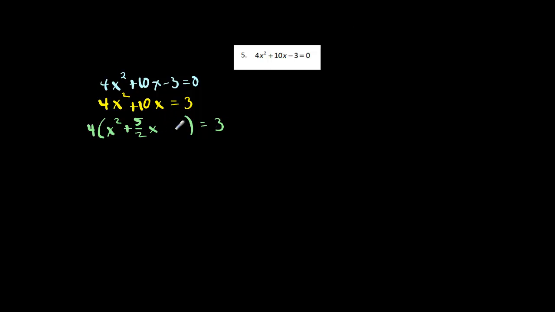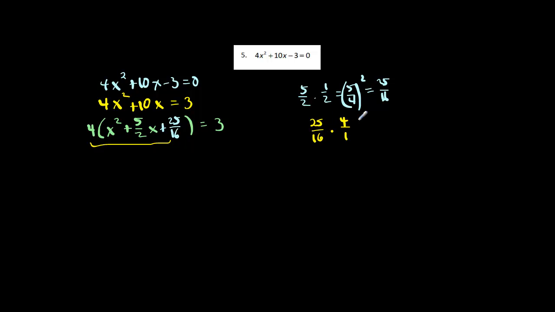Now we're going to complete the square here. So 1/2 of 5/2 is 5/4, and then you want to square that. That becomes 25/16. So let's add 25/16 inside here. But you're really not adding 25/16. You're adding 4 times 25/16. So what is 4 times 25/16? The 4 and 16 can cancel. So we have 25/4. So I'm going to add 25/4 over here.